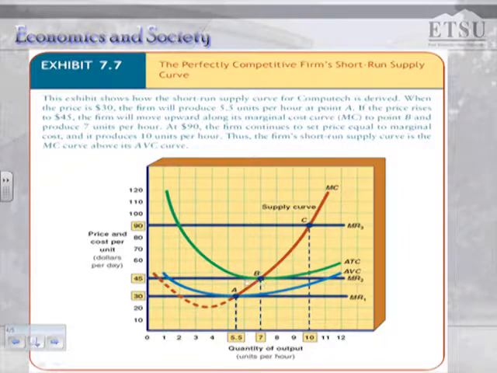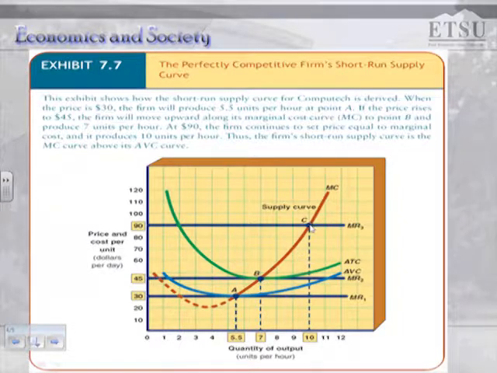This is where the market price, which is the marginal revenue for the competitive firm, is exactly equal to minimum average total cost. So this point B is a special point because it's where the firm will be earning zero economic profit, but it will be in the firm's best interest to stay in business here.